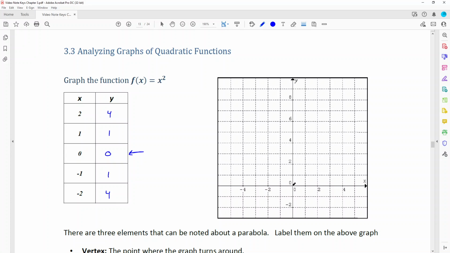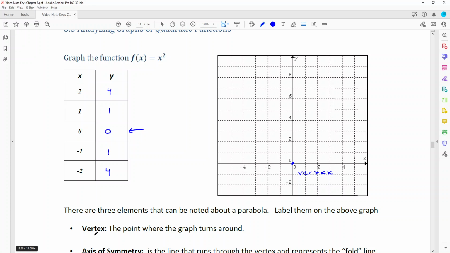The reason why is that this is an important feature of the graph. This is what's going to be called your vertex. It is either the absolute top of your graph or the absolute bottom of your graph, or I've got a definition down here, which is that the vertex is the point where the graph turns around.